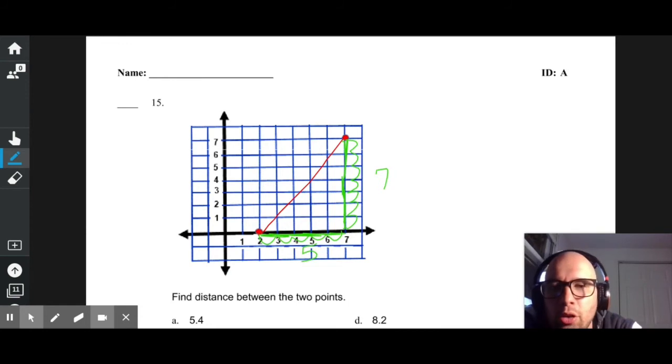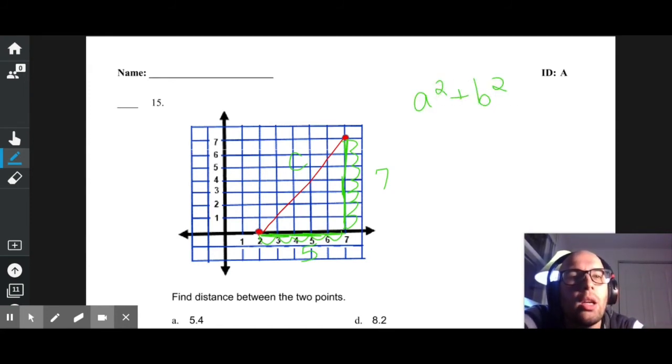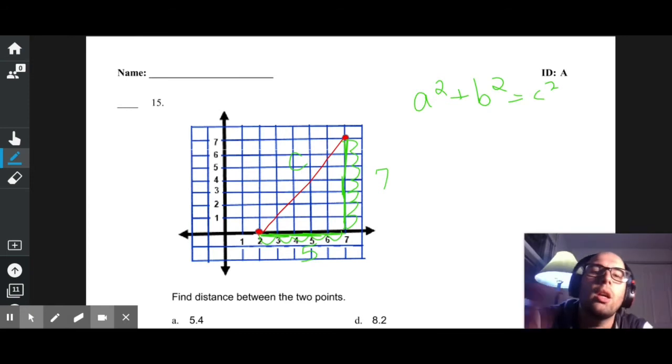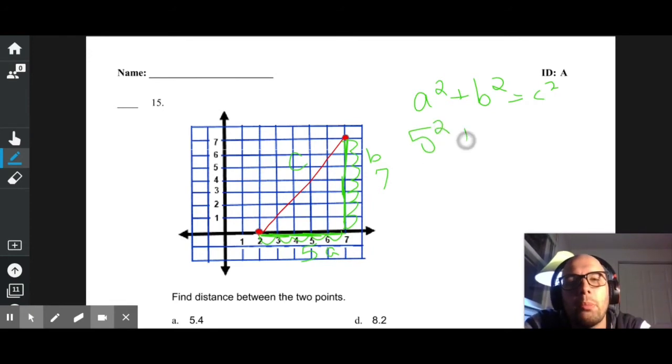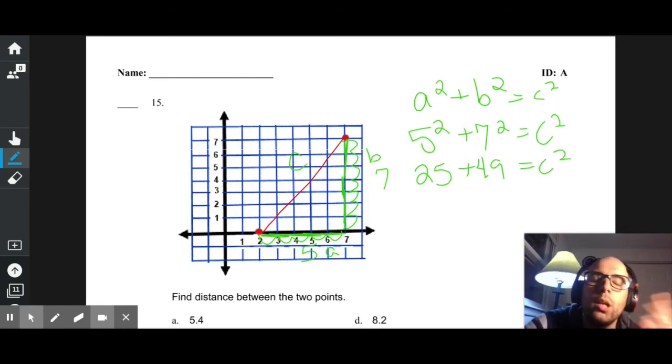5. And you seem to be the longest side of a right triangle, so I'll make you C. And I'll write out a squared plus b squared equals c squared. And I'll make you A and I'll make you B. And I'll say 5 squared plus 7 squared is going to equal c squared. 5 squared is 25. 7 squared is 49. That's going to equal c squared. Let's add those up.